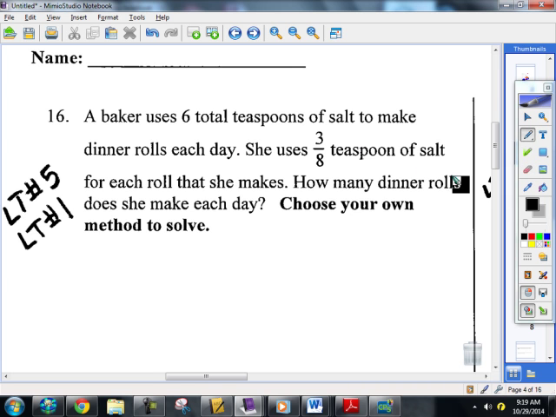Alright, a baker uses 6 total teaspoons of salt to make dinner rolls each day. She uses 3/8 of the salt for each roll that she makes. How many dinner rolls does she make? Guys, what's being divided up here? Is it the 6 total teaspoons, or is it the 3/8 teaspoon for each roll? Yeah, the 6. We're talking about we have a total of 6, a whole amount. So here we got 6/1 divided by 3/8. Now over here, I'll do the algorithm. If you did that, you could have used either method.